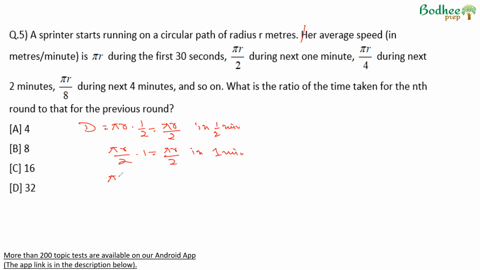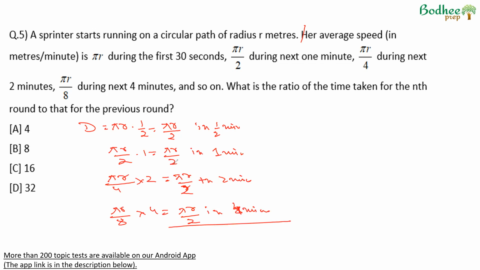Then speed is pi r by 4 for 2 minutes. Speed into time, again distance pi r by 2 in 2 minutes. Then speed is pi r by 8 for 4 minutes. Again distance covered will be pi r by 8 into 4, which is pi r by 2 in 4 minutes. And therefore, if we add these, we realize when 4 such parts happen, pi r by 2 plus pi r by 2 plus pi r by 2 plus pi r by 2, this is 2 pi r, which is one full circle.